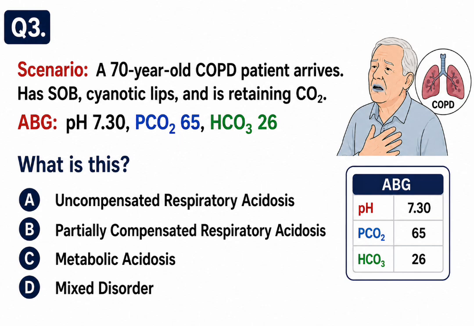Question 3. A 70-year-old patient with COPD arrives at the emergency department. The patient has shortness of breath, cyanotic lips, and is retaining carbon dioxide. The ABG results are pH 7.30, PCO2 65, and HCO3 26. What is this condition? A. Uncompensated respiratory acidosis. B. Partially compensated respiratory acidosis. C. Metabolic acidosis. D. Mixed disorder.